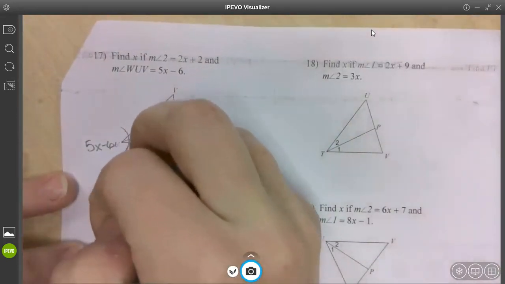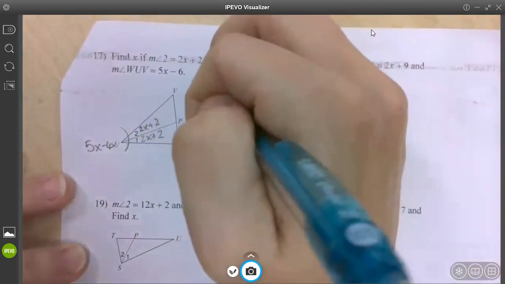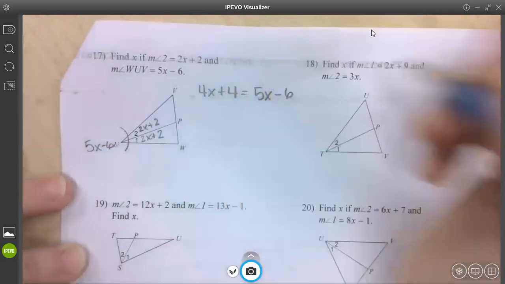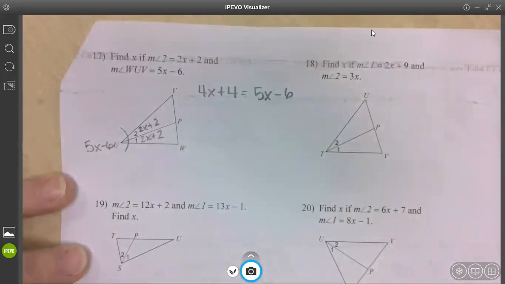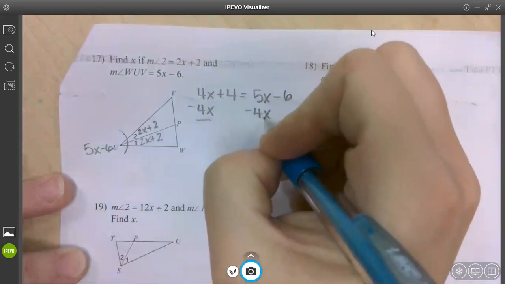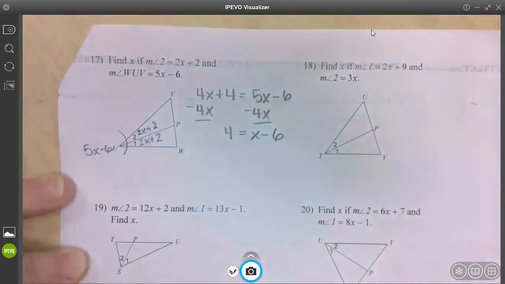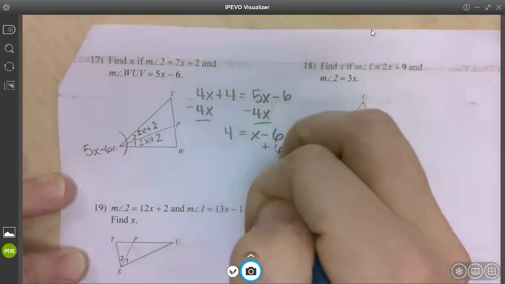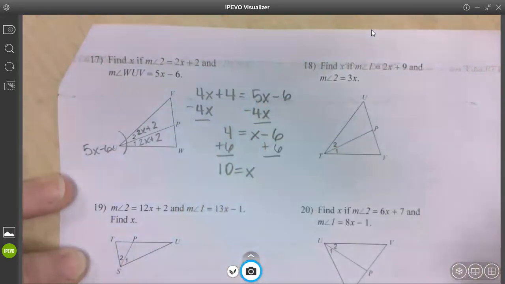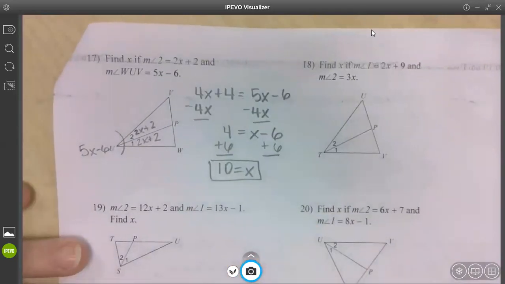So remember, the two little ones are the same. We're going to add them up. 4x plus 4, set it equal to the big one, 5x minus 6. Your littlest x is 4x, so I'm going to subtract it. I get 4 equals x minus 6. We're going to add 6 to both sides. And we get that 10 equals x, and it asks us to find x. So we're done with this problem.